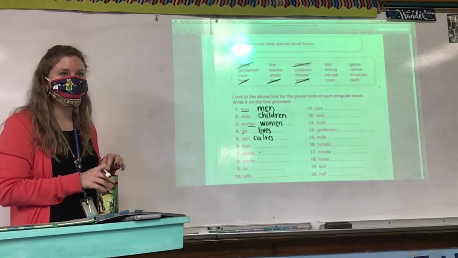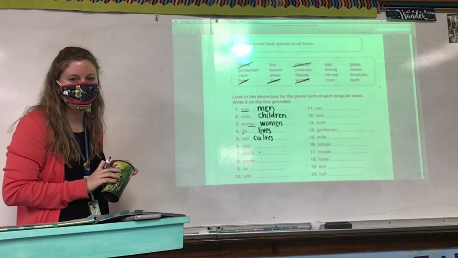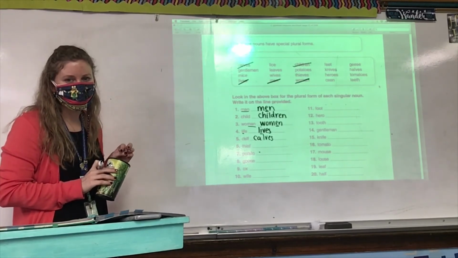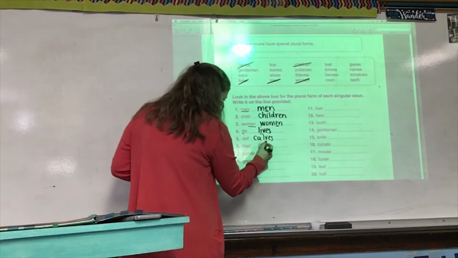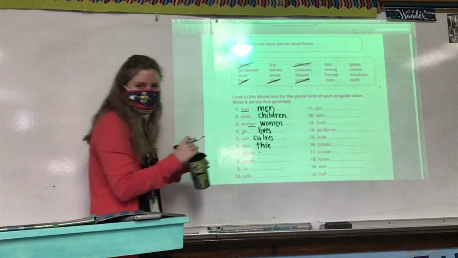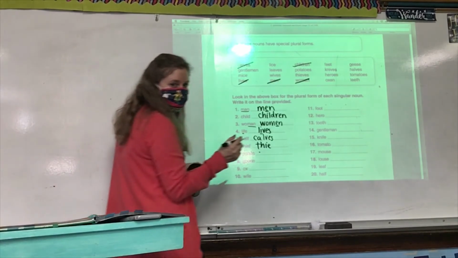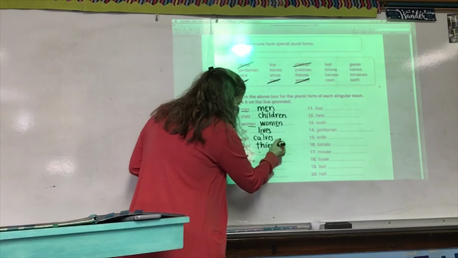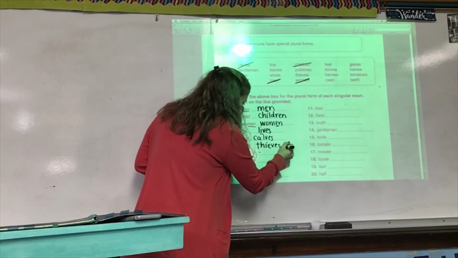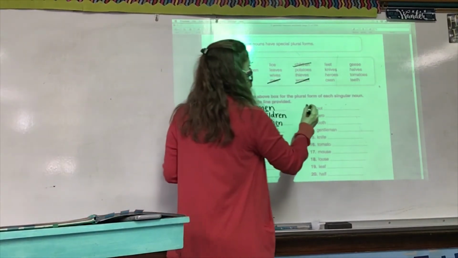Smith. We don't say Aladdin and the 40 thieves. We say Aladdin and the 40 thieves because it follows that F rule. We change the F to what, Smith? A V. And then we add E-S. Good. Number 7, potato. Did I already cross out these?